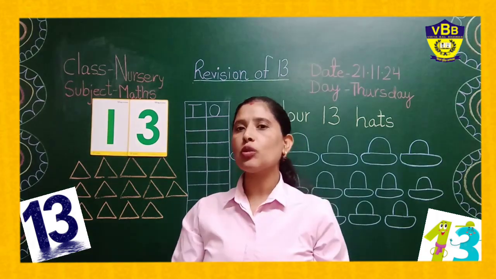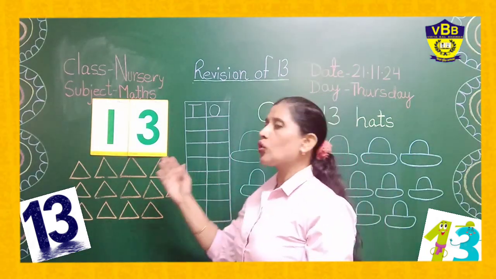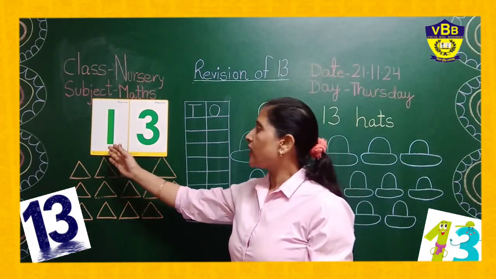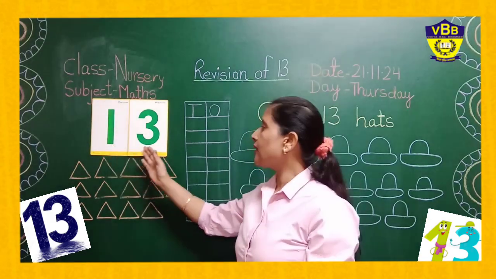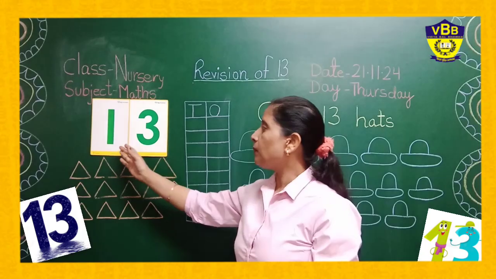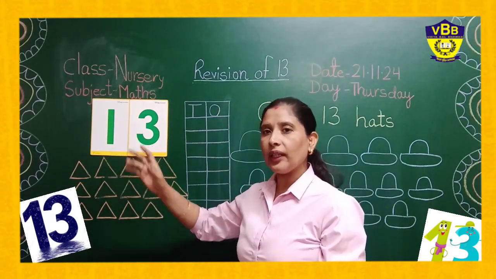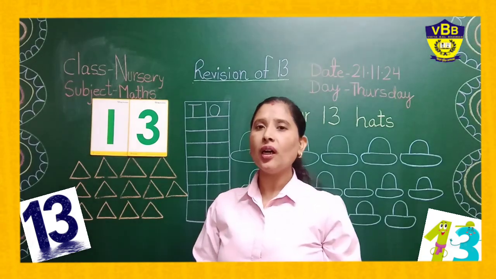Fine. Now let's move on to today's topic. My little tiny toes, this is number 1 and this is number 3, and it becomes number 13. 1, 3, 13. 1, 3, 13.